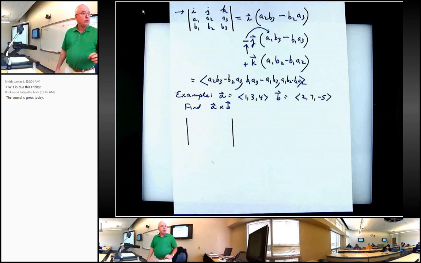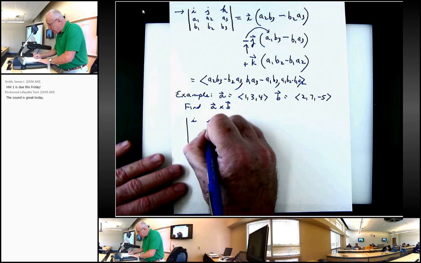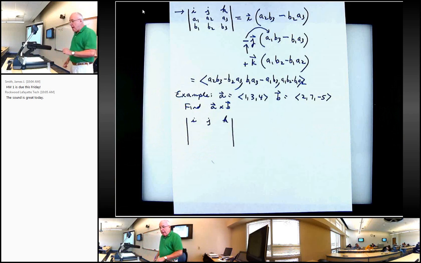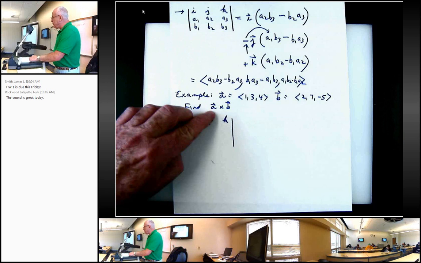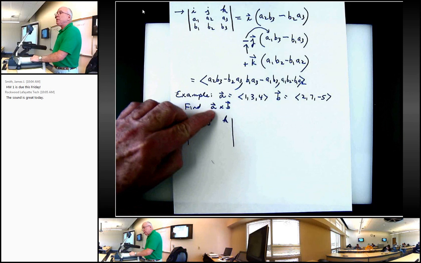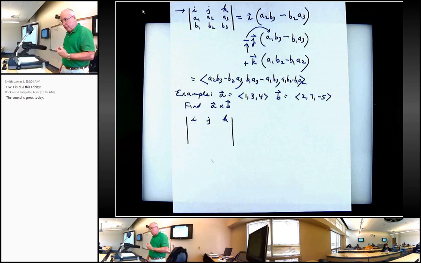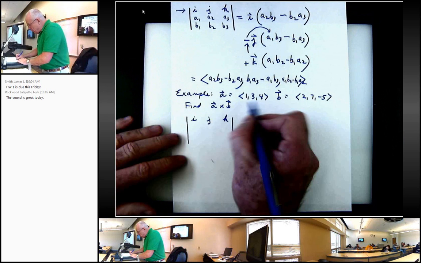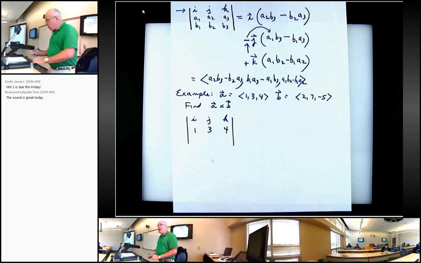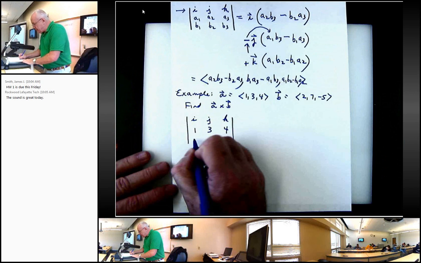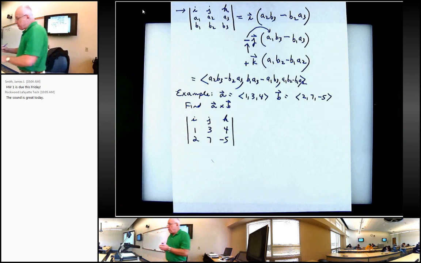All right, so we set up our 3 by 3 matrix. The first row is going to be the I, J, and K. And then if A is the first vector, it needs to be written on the second row. You cannot just arbitrarily switch these. So I write 1, 3, 4 because it's A cross B, and then I write 2, 7, minus 5. Okay, so we go through this process here.